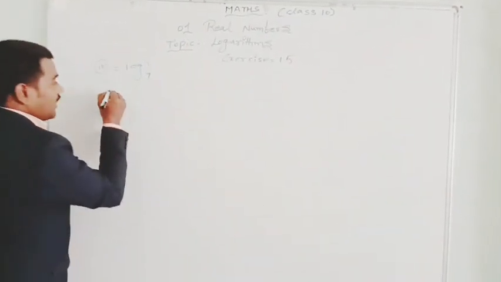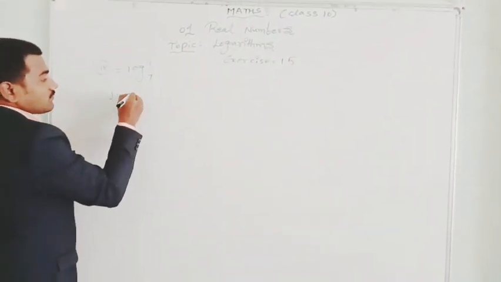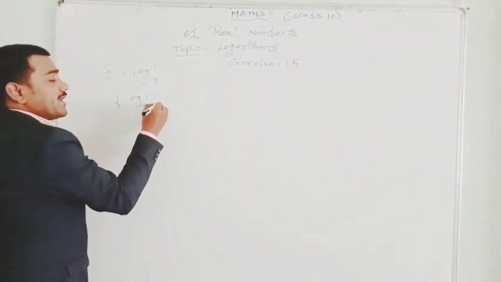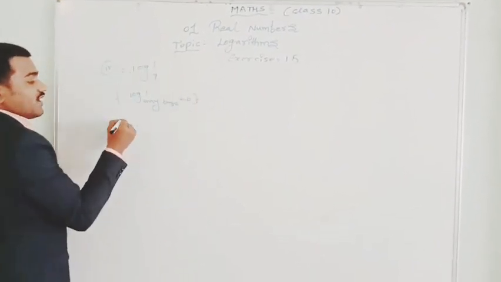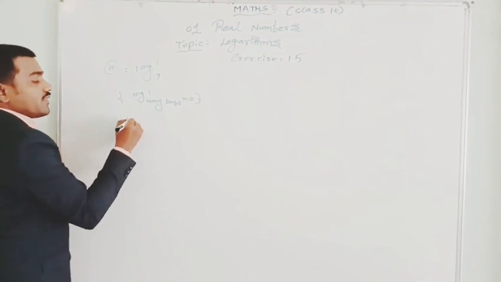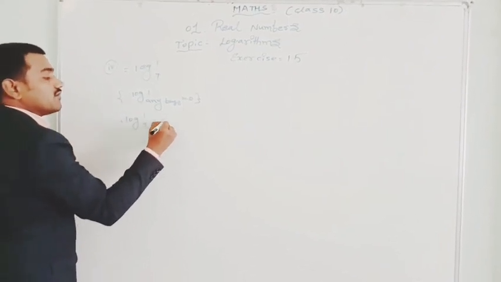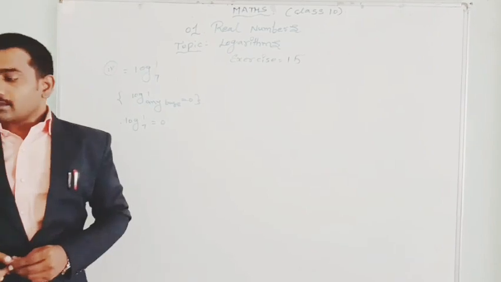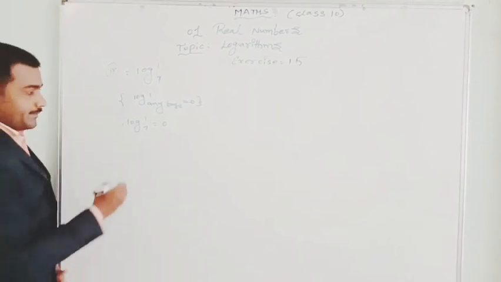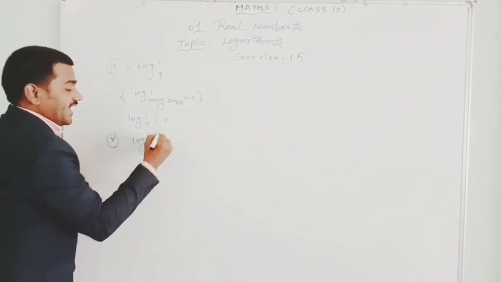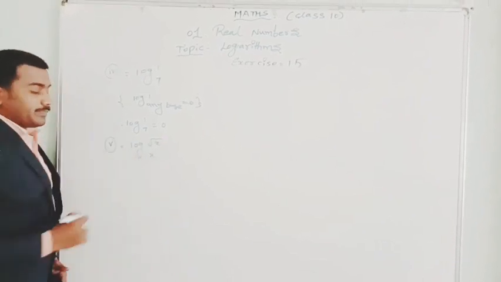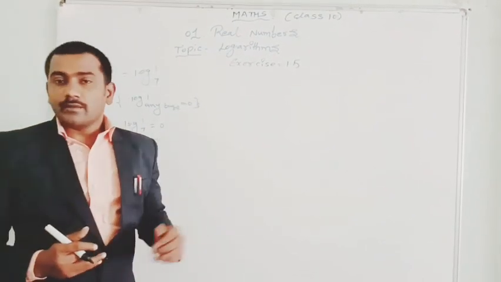By using that formula, log 1 of any base is equal to 0, therefore log 1 of base 7 equals 0 directly. Let's go for the fifth question, that is log root x of base x. Log root x base x.